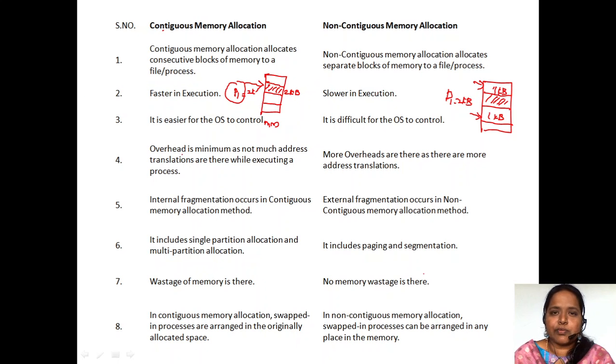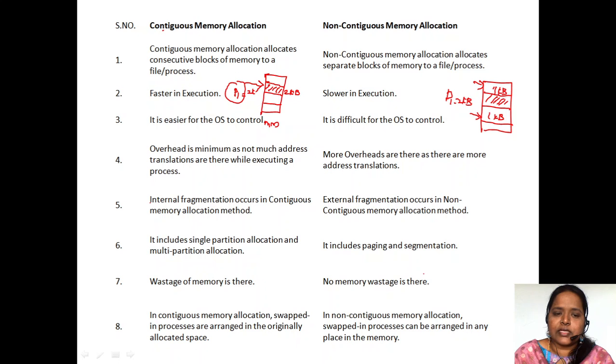So overhead is minimum. Why? Because everything is in one place. Overhead is maximum in non-contiguous memory allocation. Why? Because we will have the data in different parts of the memory. Internal fragmentation occurs in contiguous memory allocation.